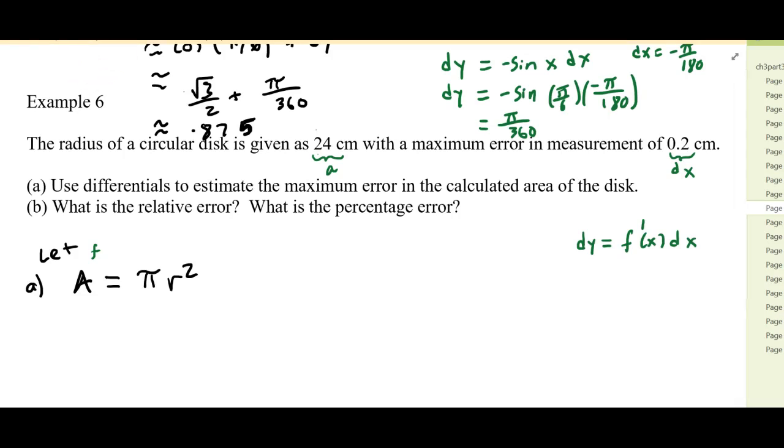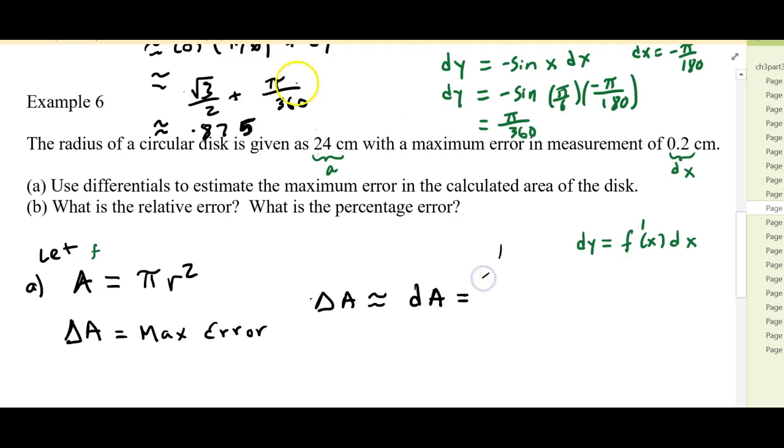So what's the differential? First of all, let's write something here. Let's say delta A is the actual max error. So therefore, delta A is going to be approximately, what do we approximate delta y by? dy. So we're going to approximate delta A with dA. And so now we just compute the differential.